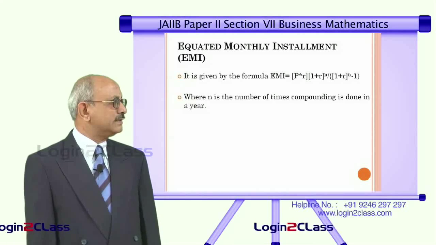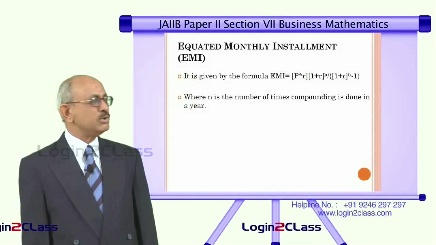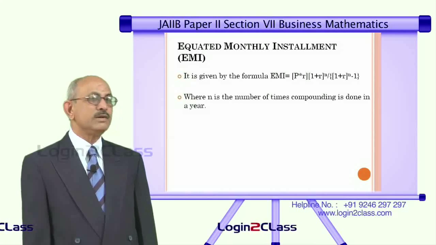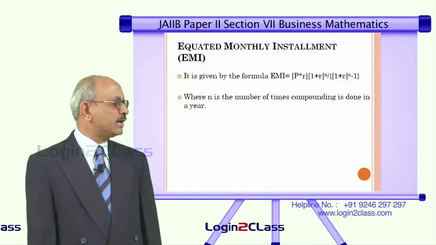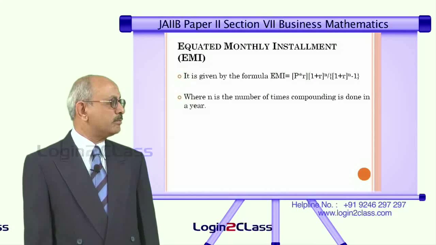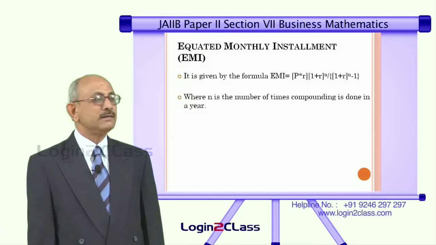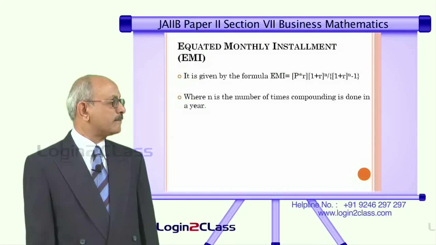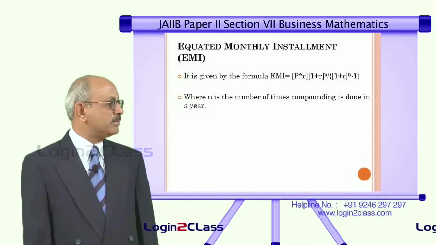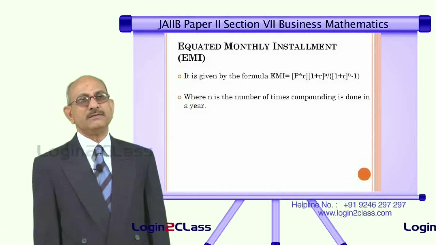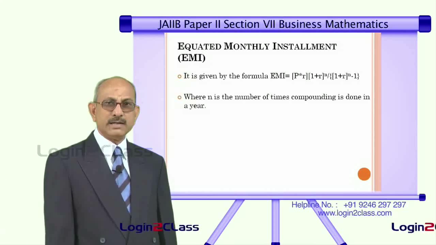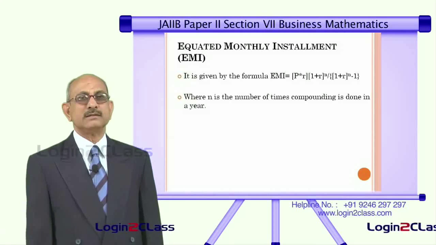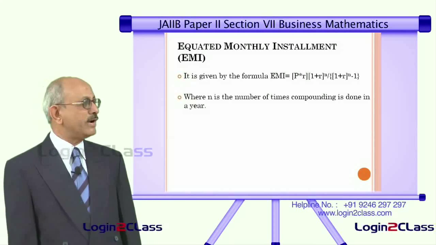So, in order to calculate this, we have to use the formula for EMI. That formula is given by EMI is equal to principal into R, P into R, into another bracket 1 plus R raised to n. The entire thing is divided by 1 plus R raised to n minus 1. Where n is the number of times compounding is done in a year. So, if compounding is done quarterly, then n should be taken as 4 per year. If there are 5 years, then n will be 20.